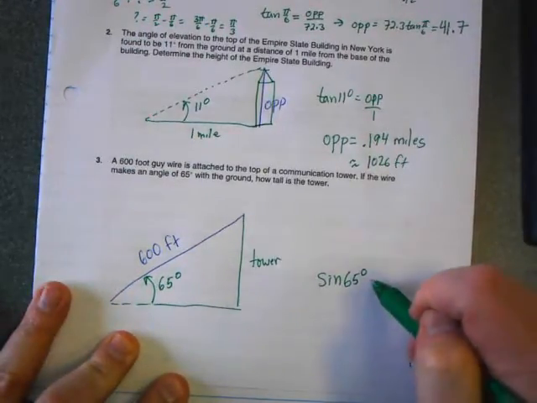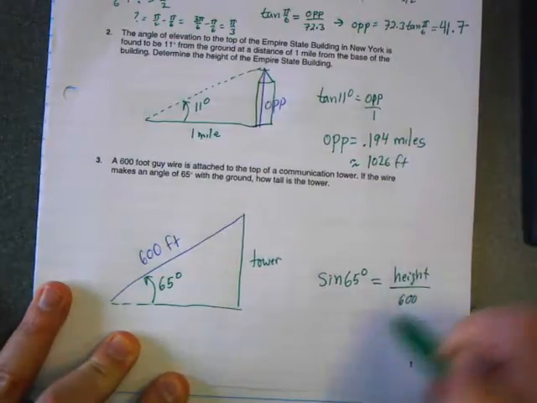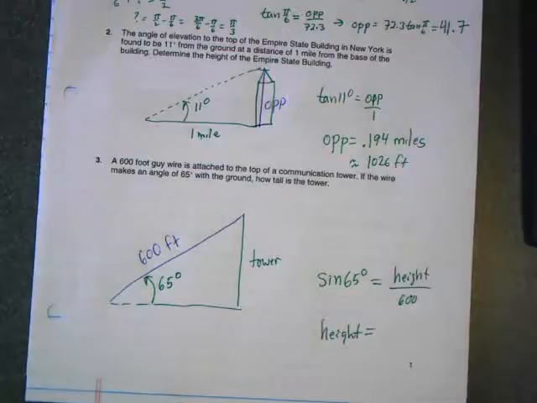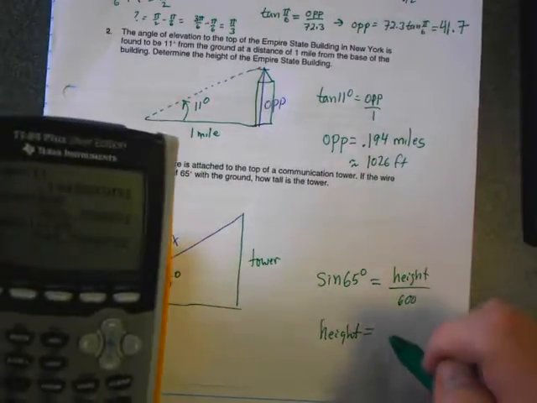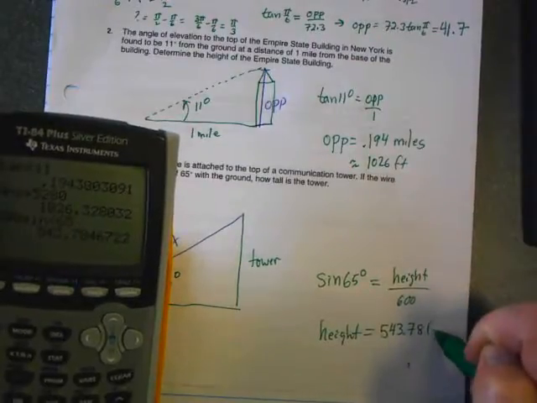Sine of 65 is going to be the height over 600. So the height is 600 sine of 65. I'm told that that's 543.78 feet.